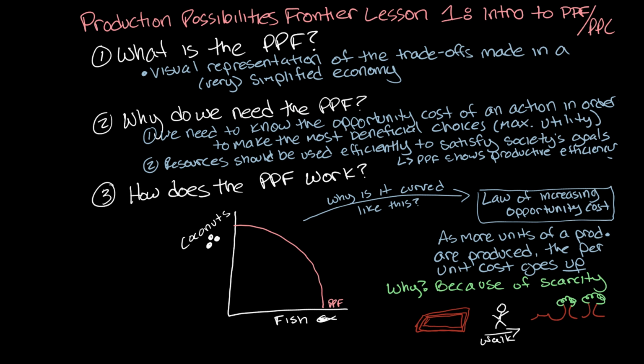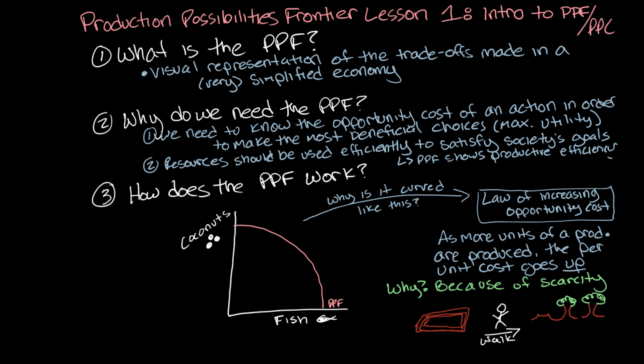The very first tree he cuts down, I always ask the kids, which tree is he going to cut down first to build his cabin? And they're always like, oh, whatever the closest one is. And I hypothesize a scenario where after he's cut down the closest trees, which trees does he have to cut down next? And they're like, oh, the ones that are slightly farther away. And that's essentially the law of increasing opportunity cost right there.